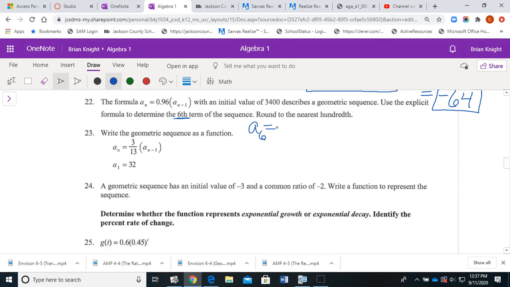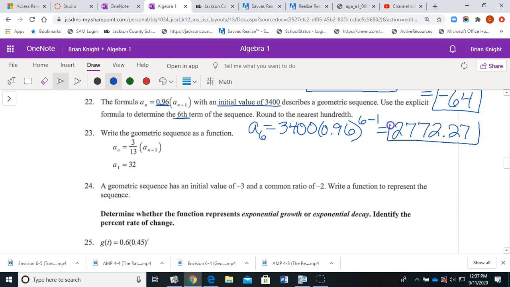3,400 is the initial value, times, what's our rate? 0.96 to the 6 minus 1 power. Okay? And so that's 3,400 times 0.96 to the 5th power. What do you get? 2,770. We round to the hundredth. Okay, so 2 decimal places.